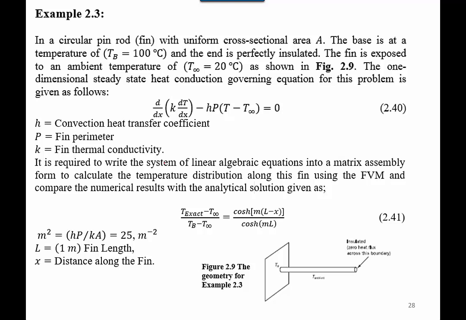It is required to write the system of algebraic equations into a matrix assembly form, then calculate the temperature distribution along this fin using the finite volume method, and compare this numerical solution with the analytical solution that is given in equation 241. Knowing that the m value here is given as m squared equals hP over kA, which is equal to 25, and L, the length of the domain, is 1 meter, and x is the distance along the fin.